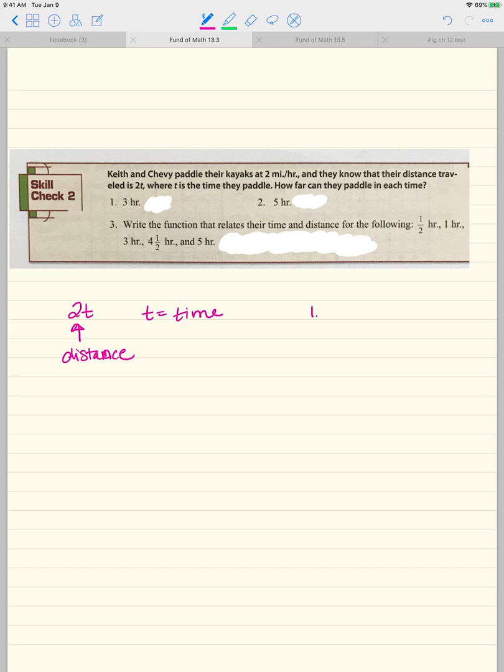So number 1, 3 hours. So t is 3. So how far did they travel? Distance is equal to 2t. So we're going to substitute 3 hours in for t. 2 times 3 is equal to 6. So in number 1, in 3 hours, if they are paddling at a rate of 2 miles an hour, they will cover 6 miles.